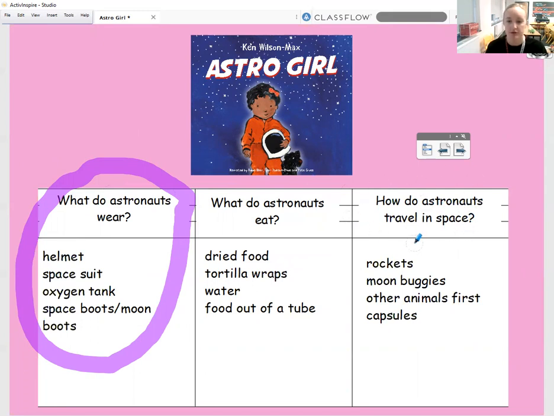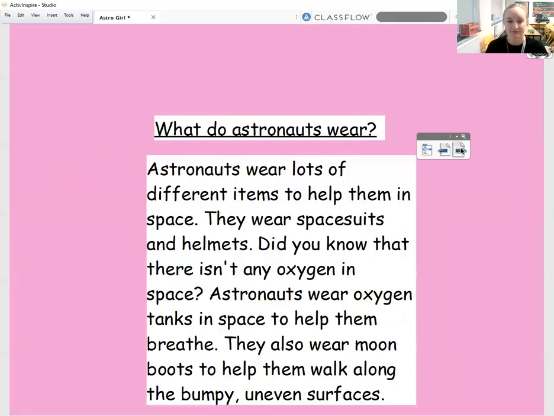And the last one was, how do astronauts travel in space? So yesterday I wrote about what astronauts wear in space, and I looked at the facts that I'd gathered from my fact-finding task the other day and thought about how I could include all these in full sentences. And this is what I wrote.